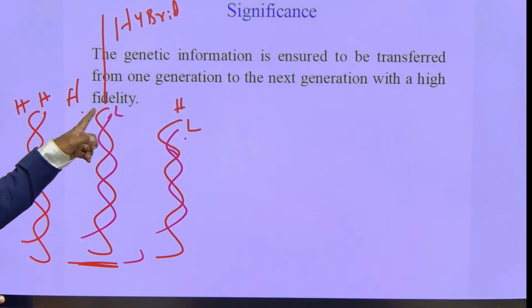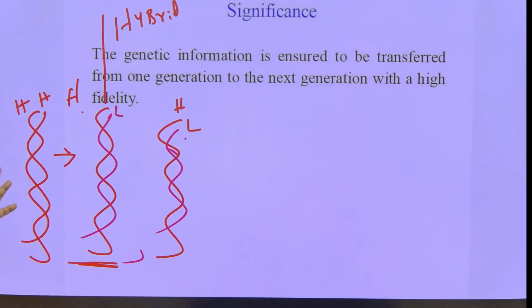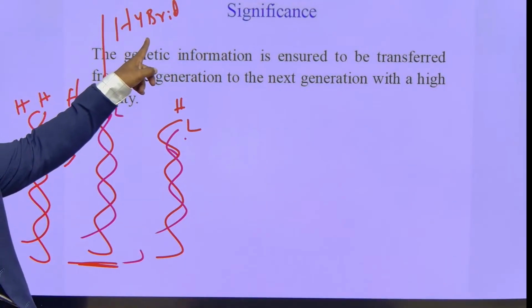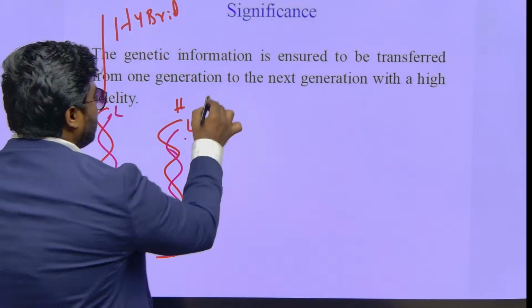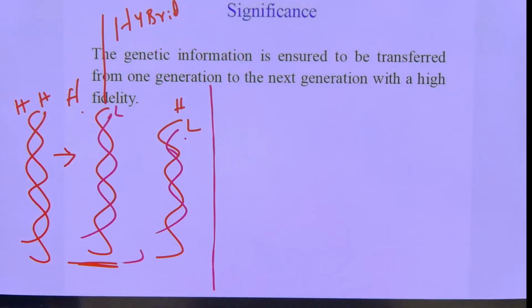Combination of both heavy and light. So our ultimate goal is only this. We have to prove that in case of a semi-conservative model, we have to form a hybrid DNA, a combination of heavy and light. Now, how did Matthew Meselson and Stahl perform this experiment?